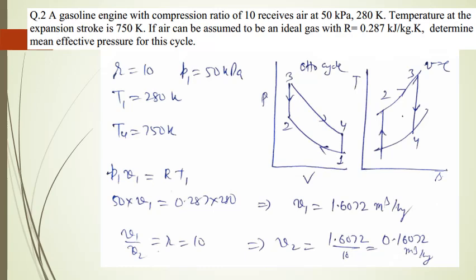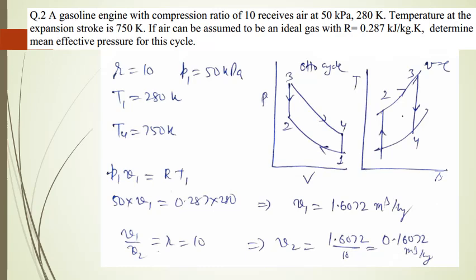A gasoline engine with a compression ratio of 10 receives air at 50 kilopascal and 280 Kelvin. Temperature at the end of the expansion stroke is 750 Kelvin. If air can be assumed to be an ideal gas with the value of R equals 0.287 kilojoule per kg per Kelvin, determine the mean effective pressure for this cycle. So we have drawn the PV diagram and the TS diagram.